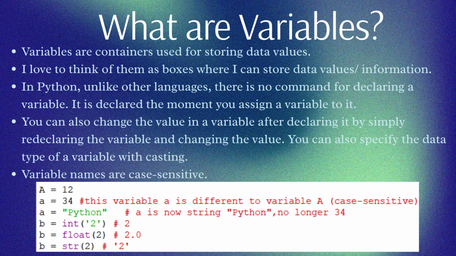You can also change the value in the variable after declaring it by simply redeclaring the variable and changing the value. You can also specify the data type of a variable with casting. Note that variable names are case sensitive. So if you have something like a capital A equals 12, you can have a small a equals another number like 34. Note that the first variable with a capital A is different to the second variable with a small a because variable names are case sensitive.